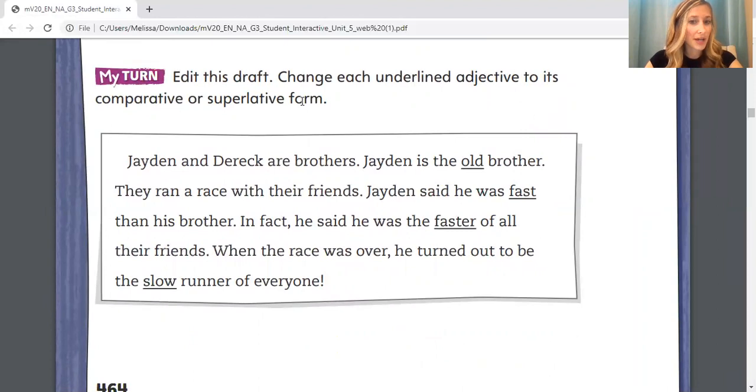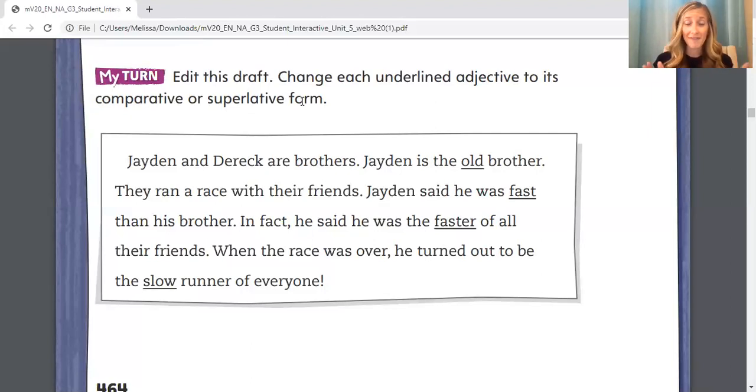Jaden and Derek are brothers. Jaden is the old brother. They ran a race with their friends. Jaden said he was fast than his brother. In fact, he said he was the faster of all their friends. When the race was over, he turned out to be the slow runner of everyone.